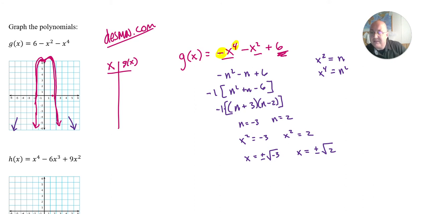Okay, so there is how you're going to graph. We're not just plotting points at random. We're thinking about what the end behaviors are going to do, what the y-intercept is, where it hits the y-axis, and what the x-intercepts are, that is, the roots, and then we're going to sketch it in from there.